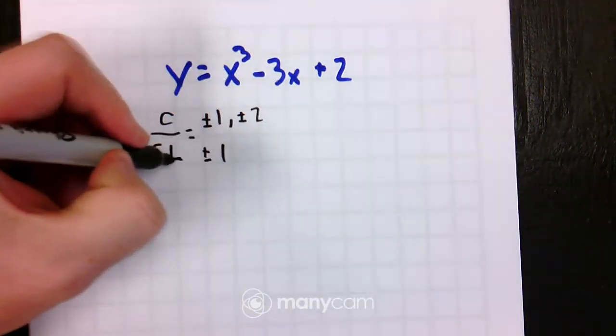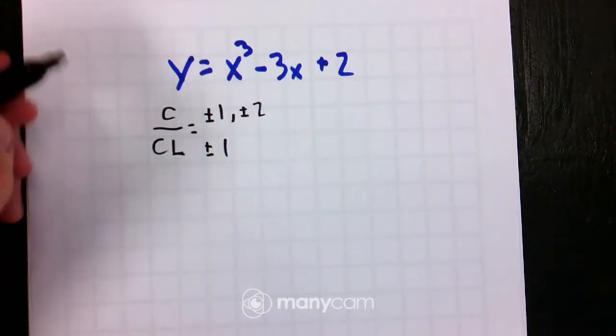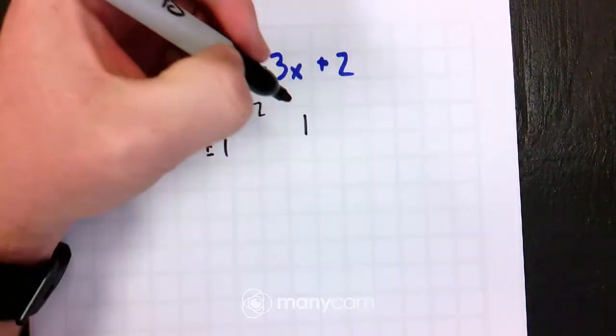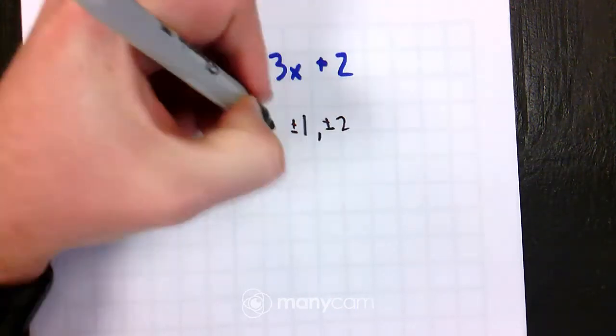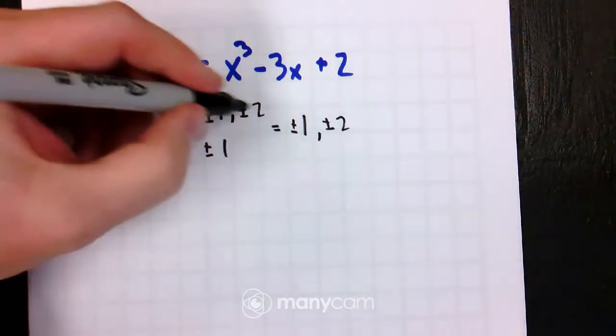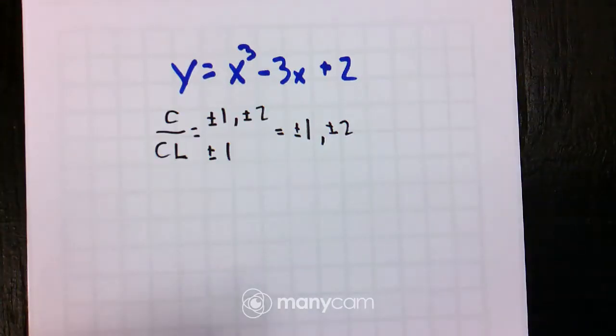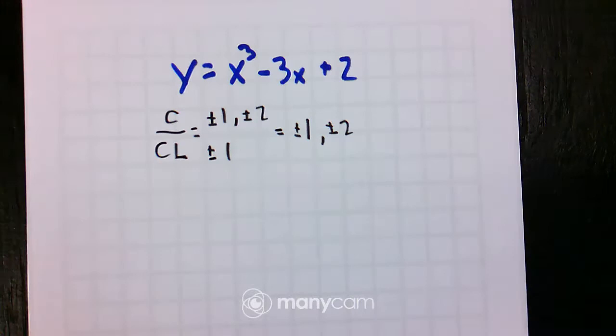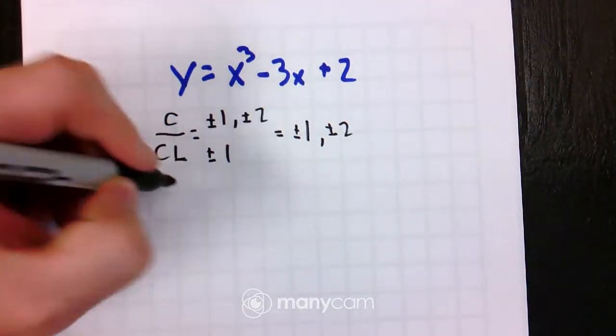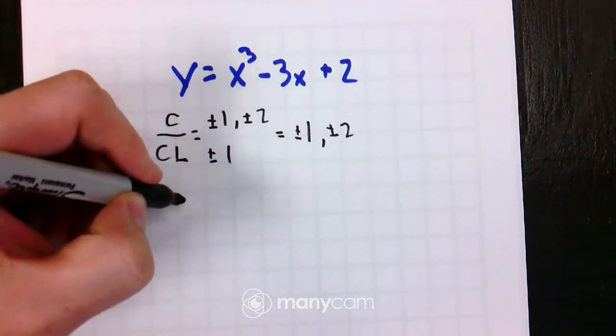Okay, so I either have plus or minus 1 or plus or minus 2, because once I divide 1 by 1, I get 1, and 2 by 1 is 2. These are my possible zeros, so we're going to do synthetic division. I have to find all my zeros. Let's start with 1. It might work. Let's see. Does 1 work?